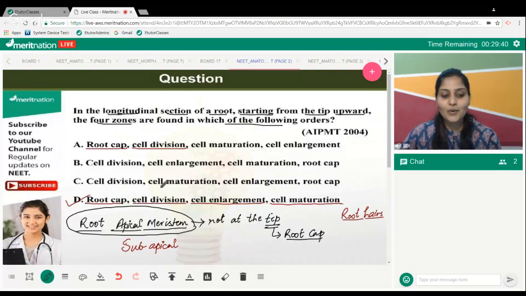All the people who have given the right answer, congratulations. It was a correct answer. All the people who gave D as the answer, very good.